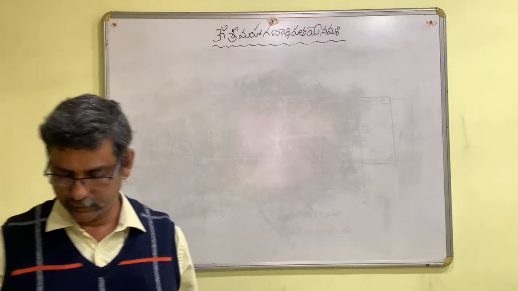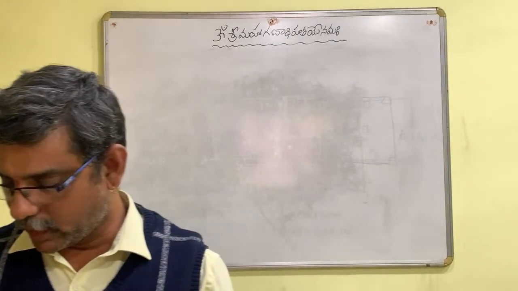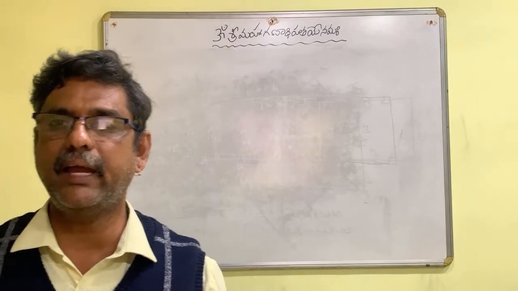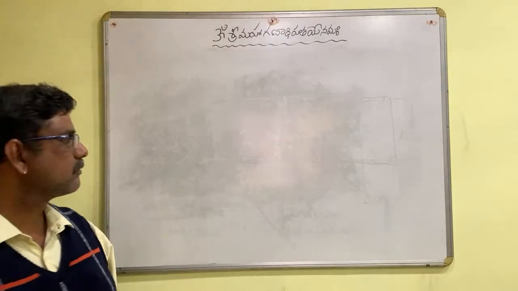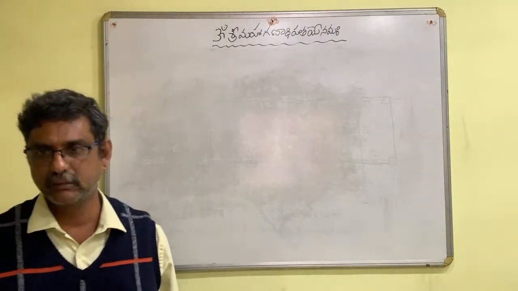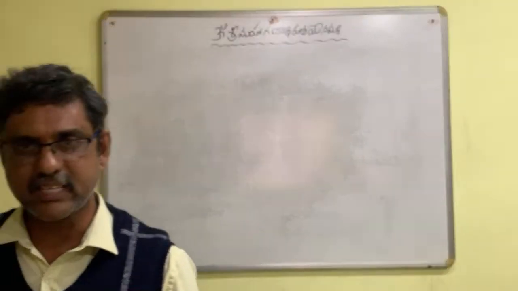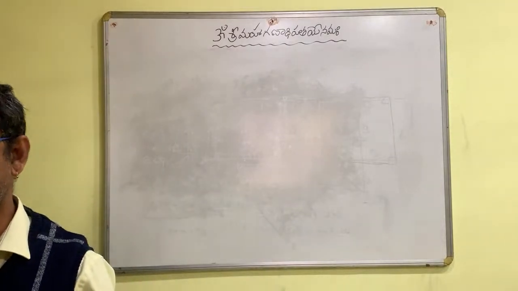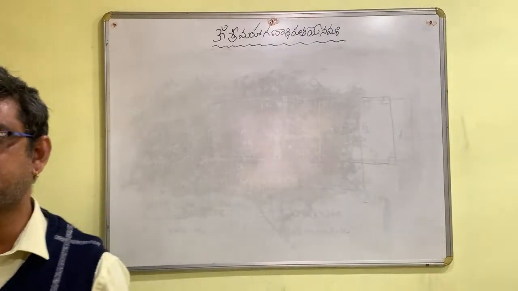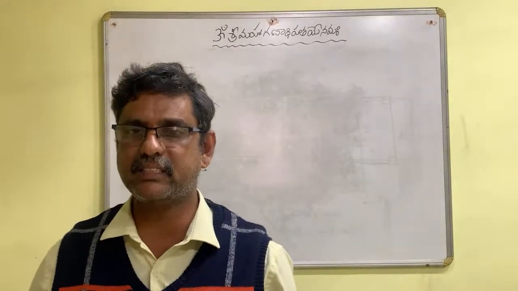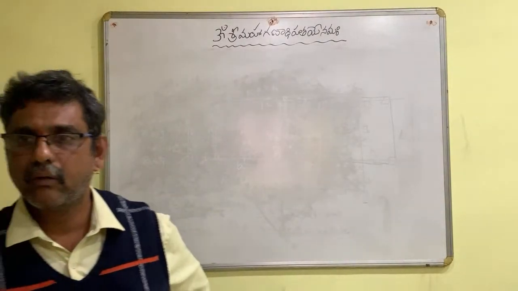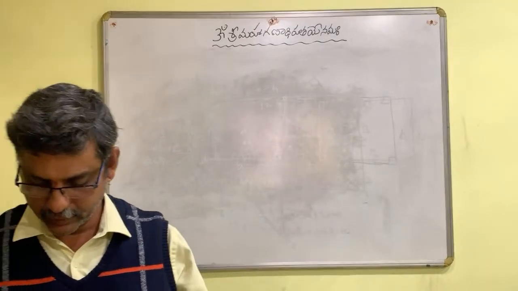Next. Which of the following is not a criteria for the congruency of triangles? SAS is there, ASA is there, triple S is there, but SSA criteria is not there. So the fourth option.